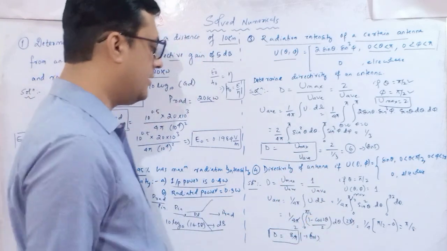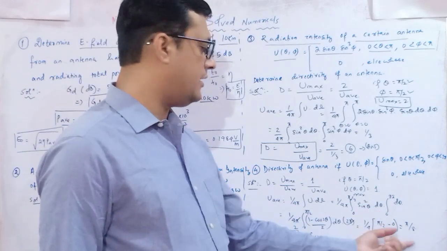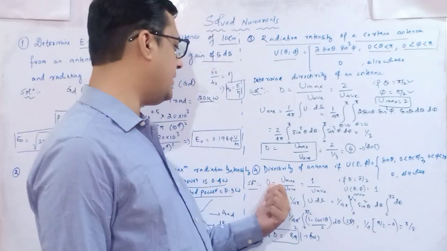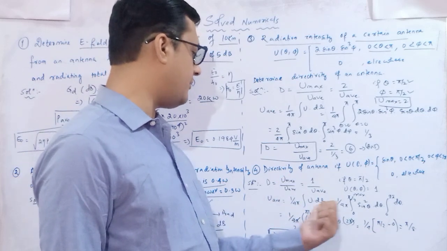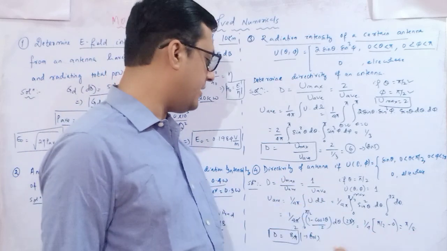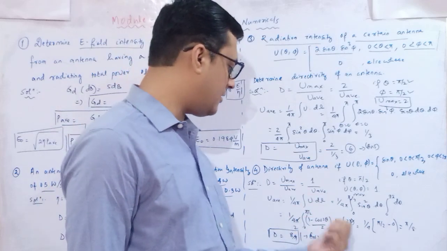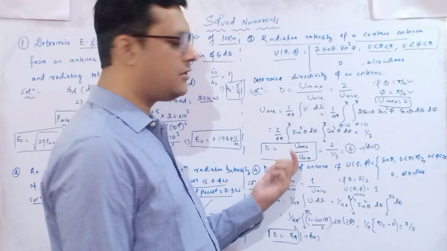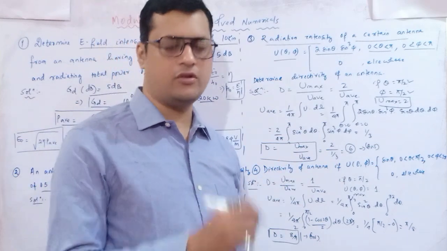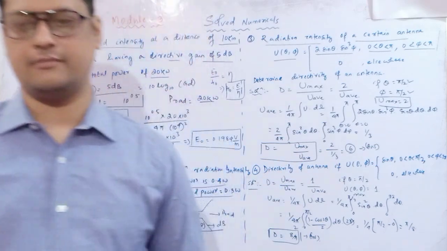Small correction. Not pi by 2, it is pi by 8. And for the directivity, U max we have is 1. So it is 1 divided by pi by 8, which means 8 by pi. So you will get around this value. Okay. So like this you have to solve your numericals. Few more numericals we will take now.